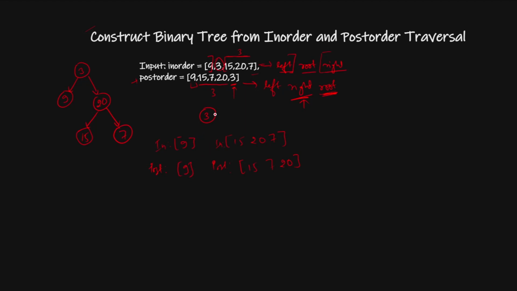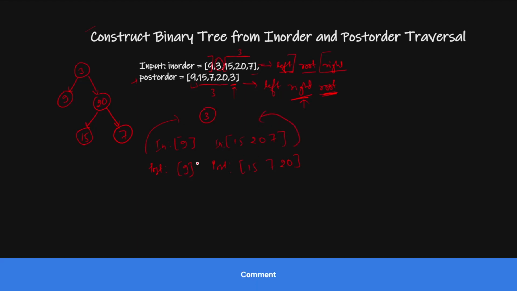What I have done is make one root, and I have reduced my problem to 2 smaller parts. Whatever comes from the first part will become my left subtree, and whatever comes from the second will become my right subtree. So now let's solve this.